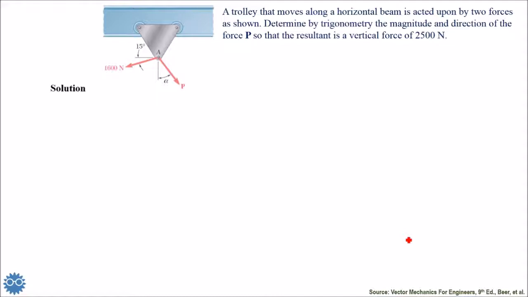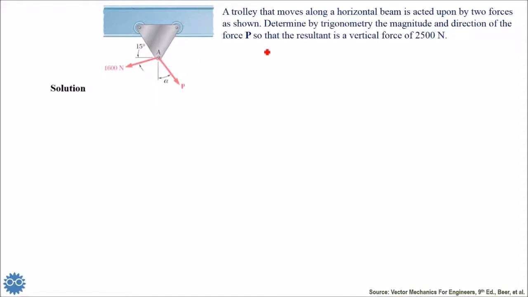In this problem, we have a trolley that moves along a horizontal beam, acted upon by two forces as shown. Here we should be careful not to be distracted by the mechanism shown. Students sometimes think, oh my God, here are wheels and a beam and the trolley moves. There's nothing to do with the motion. Actually, all our concern is the point A.